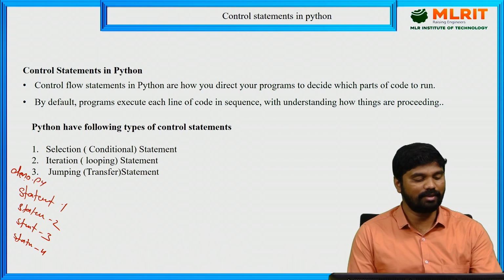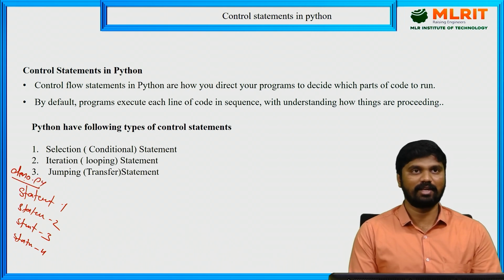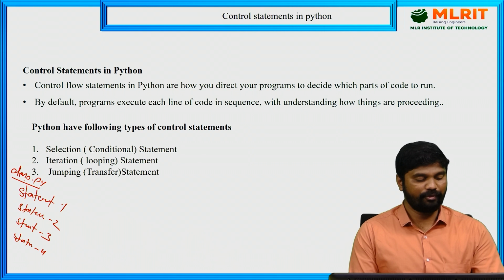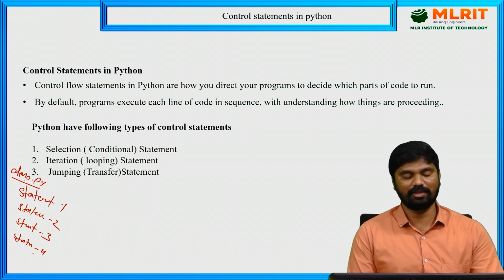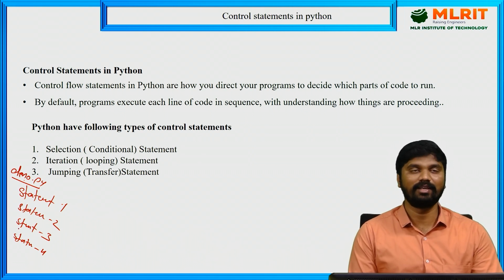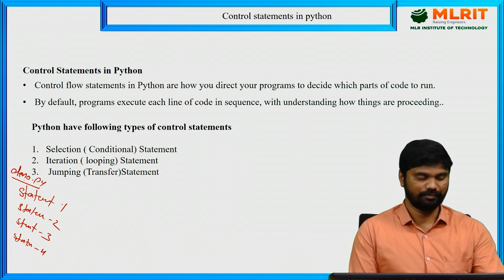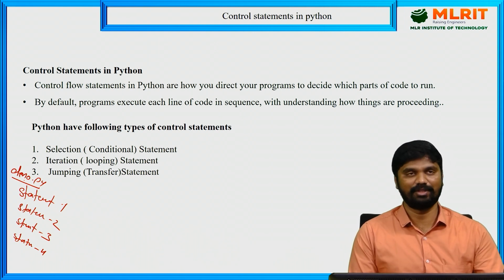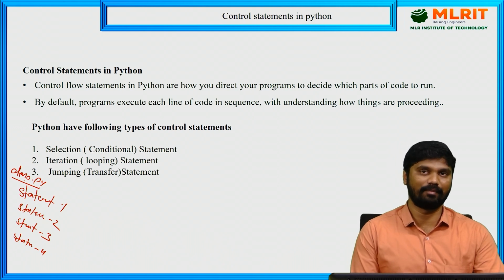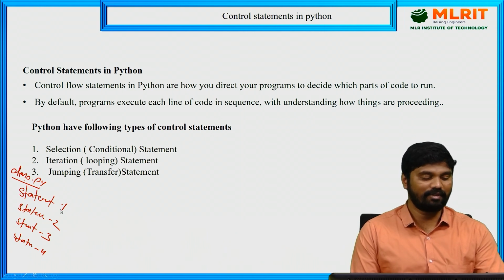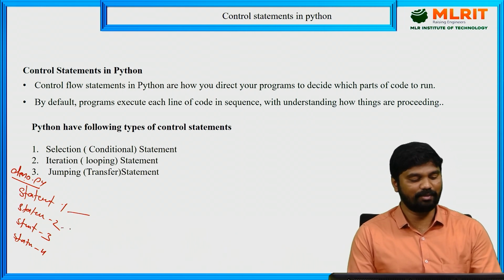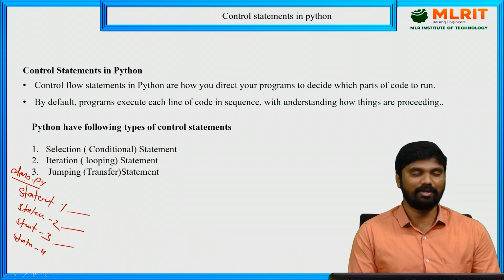So in this demo.py file, how many statements are there? How many instructions are there? 4 instructions, or we can consider 4 statements. Generally, how does the Python virtual machine execute the statements in a program? In a sequential order. What does that mean? First, statement 1 will be executed. Next, statement 2 will be executed. Next, statement 3 will be executed. After that, statement 4 will be executed.